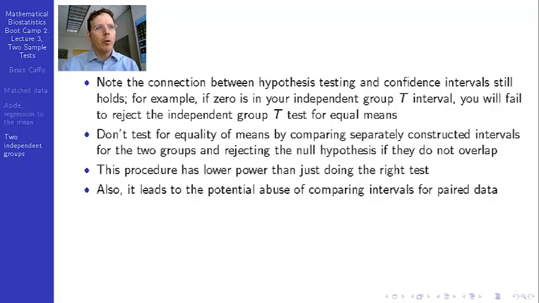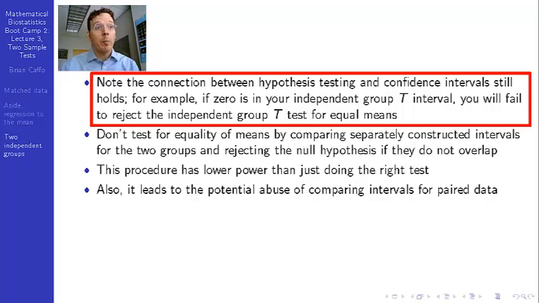And then a couple of notes. Our connection between hypothesis testing and confidence intervals still holds. If your independent group t interval contains 0, then you will fail to reject the independent group t-test for equality of means, provided you calculated the standard error in the same way, and vice versa. If you construct a confidence interval by finding all the hypothesized values for differences of means for which you fail to reject, you would wind up exactly with the appropriate t confidence interval.